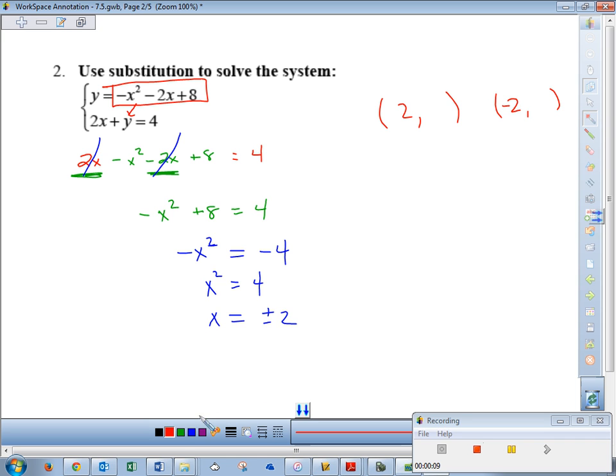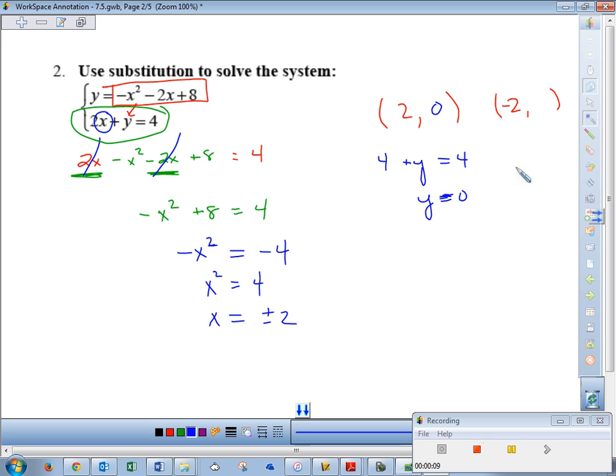And now I'll substitute back in. I would probably go into this guy right here, to be quite honest with you. It's much easier. If I put 2 in for x, I would get, I'll just do the work right below this, 4 plus y equals 4. And I put 2 in for x right here. Subtract 4 from both sides, y equaled 0. Not negative 0, that just says 0.